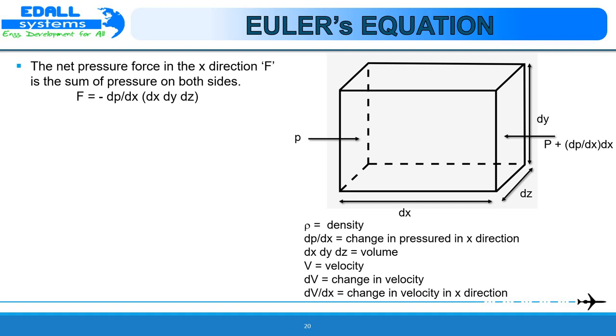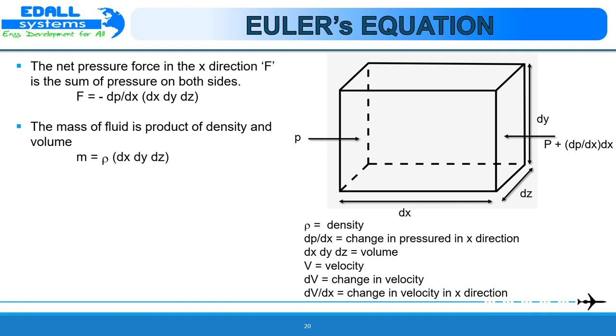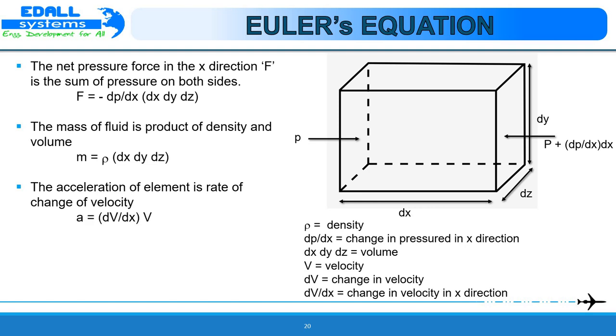Because of the convenience of choosing the x-axis in the flow direction, the pressure on the faces parallel to the streamlines does not affect the motion of the element along the streamline. The mass of the fluid element is the density ρ multiplied by the volume dx dy dz, so we get m equals ρ dx dy dz. Also, the acceleration a of the fluid element is, by definition, the rate of change of velocity. So a equals dv/dx times v.